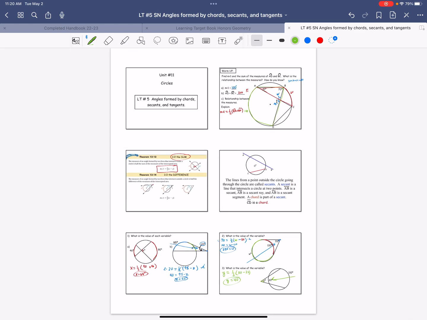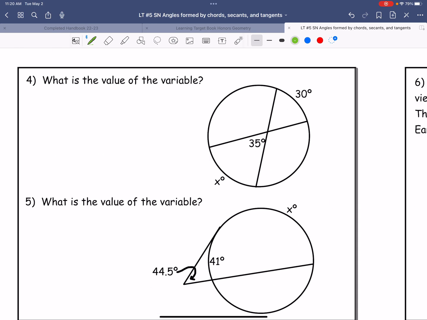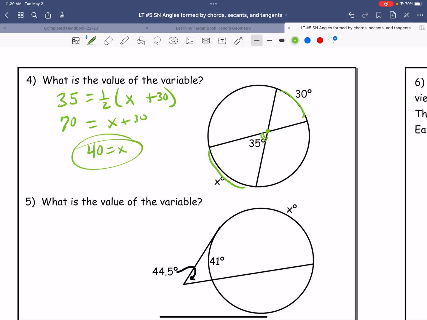Okay, let's go to the next page. What is the value of the variable? Here the lines intersect inside the circle, so the angle that we have, 35, is equal to half the sum of the intercepted arcs, and it doesn't matter which one you write first because adding is commutative. I'm going to multiply both sides by 2, and I get 70 equals x plus 30. Subtract 30, and I get 40 equals x. So that arc measure is 40.